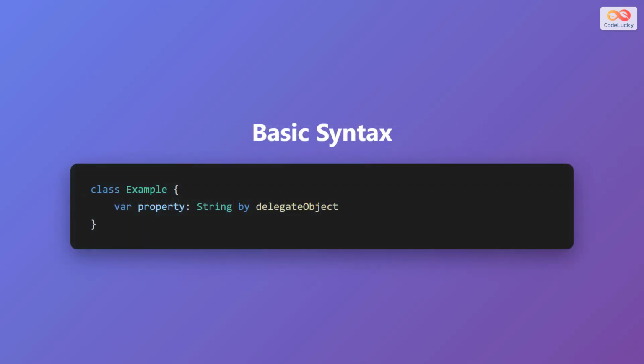The syntax for property delegation is straightforward. You declare a property in your class, specify its type, and use the by keyword followed by the delegate object. This tells Kotlin that all get and set operations for this property should be handled by the delegate object.